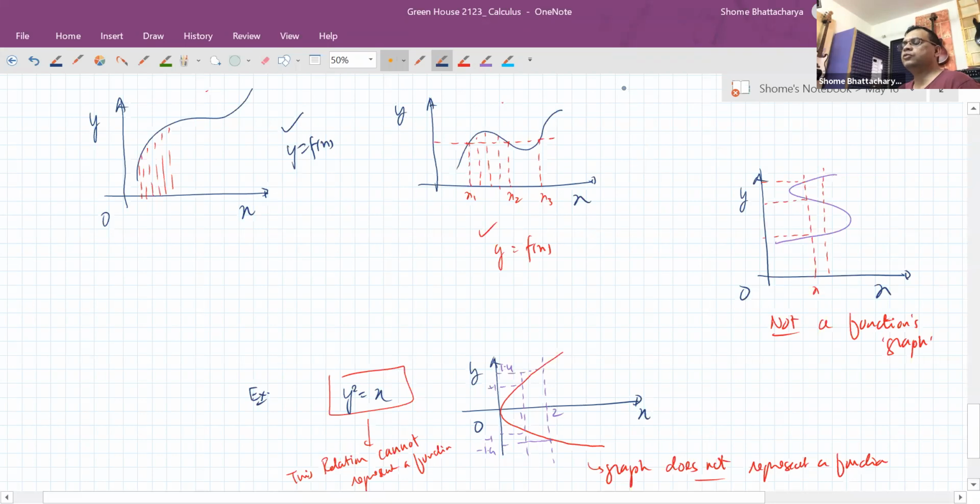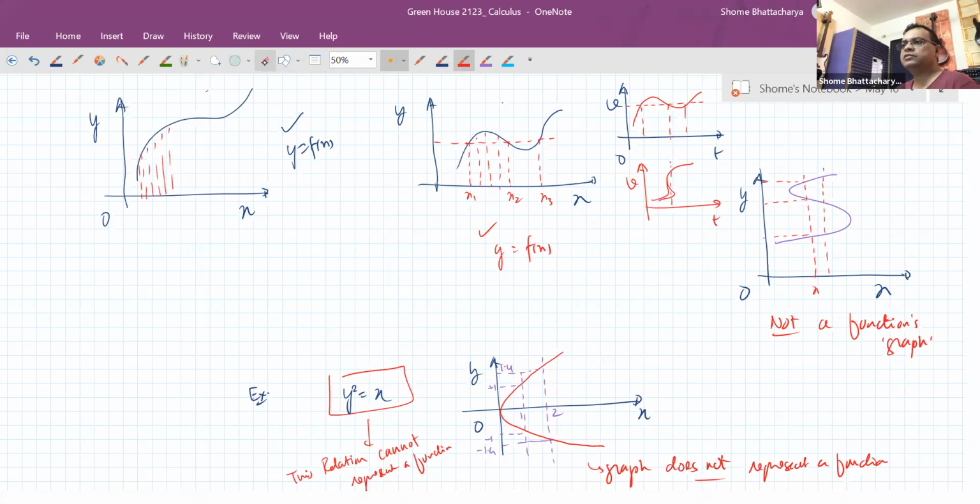Now let's talk about velocity versus time. My velocity might first increase, then decrease, then increase again. So at three different times, my velocity might be the same value. That's no problem. But can my velocity at a particular instant of time have three different values or two different values? No. At an instant of time, a moving object will only have a particular value of instantaneous velocity. It cannot have multiple values of instantaneous velocity.